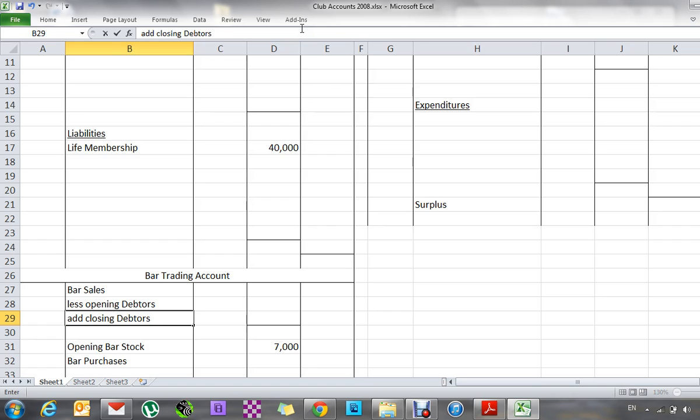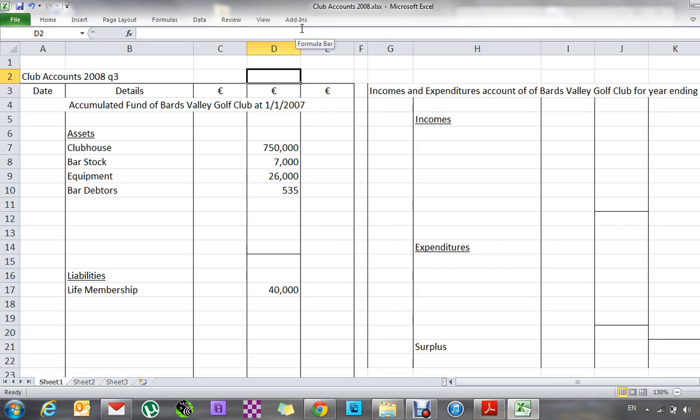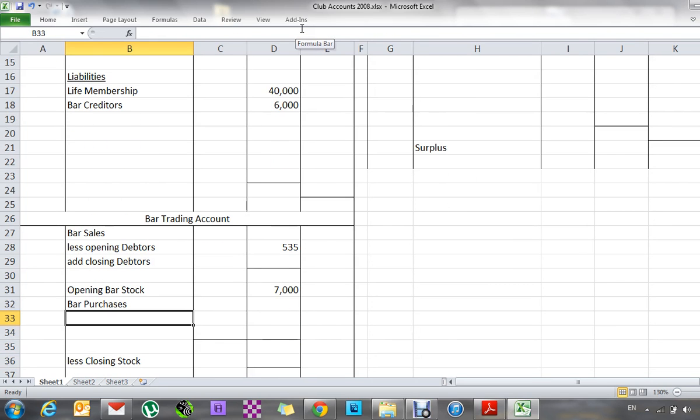So notice I'm doing two documents at once. When I've got one piece of information and it goes in two places, I'll put it in both places at once so I don't forget it. Okay. So then back up here it says bar creditors is 6 grand, so that's a liability, money that we owe to our creditors. And we'll go back down to our bar trading account. So our bar purchases, including our bar purchases, would have been money that we owed from last year, so we take that away.